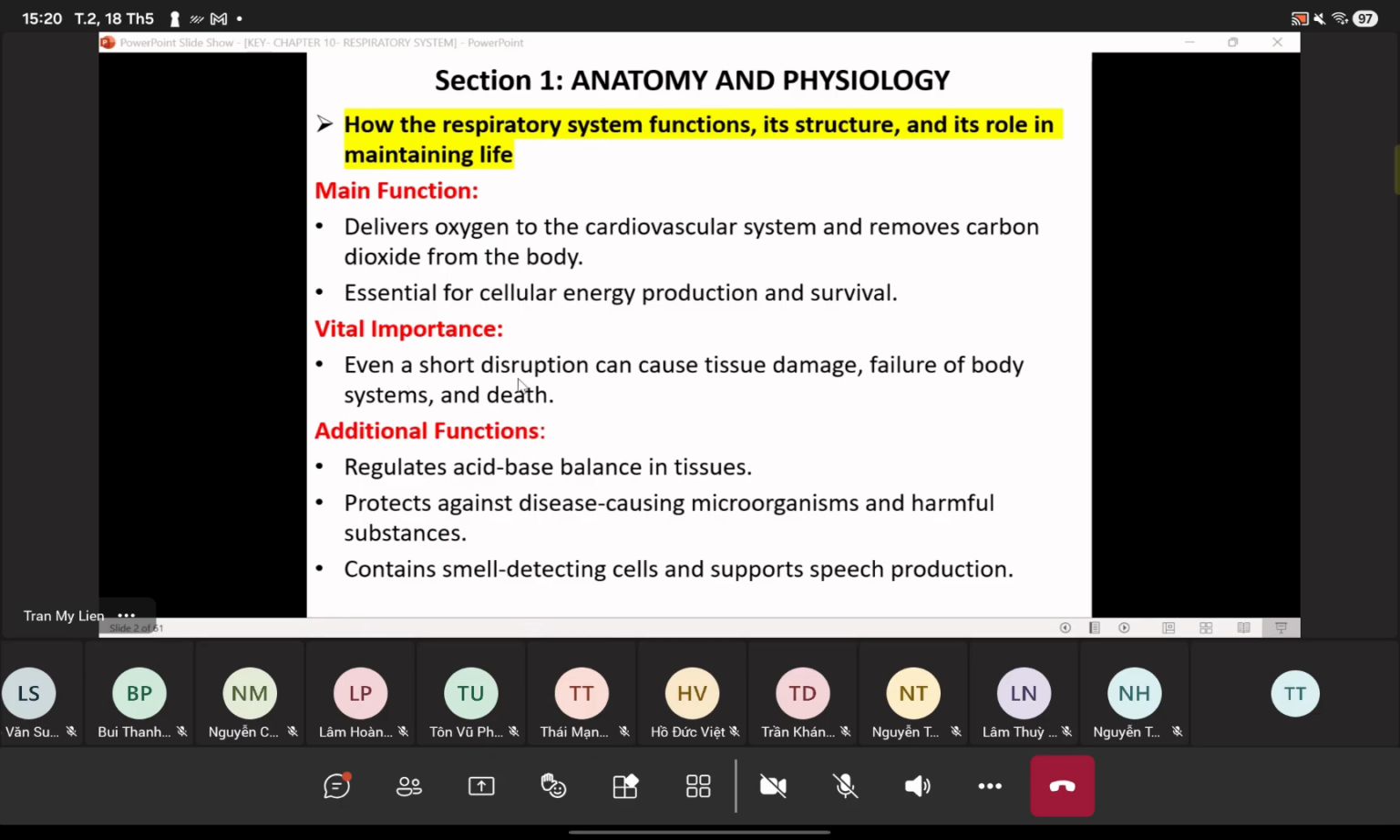Even a sharp disruption can cause tissue damage, failure of the body systems, and death.